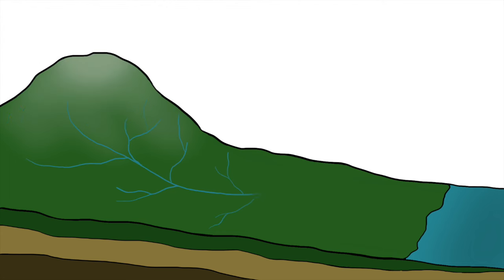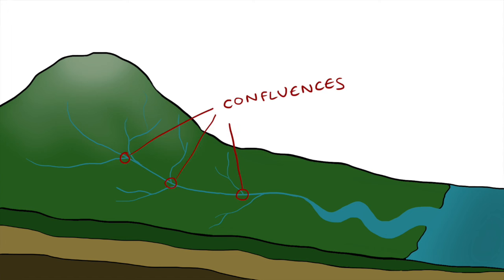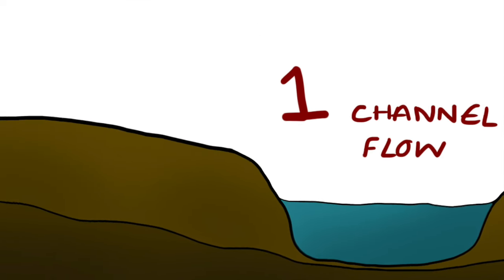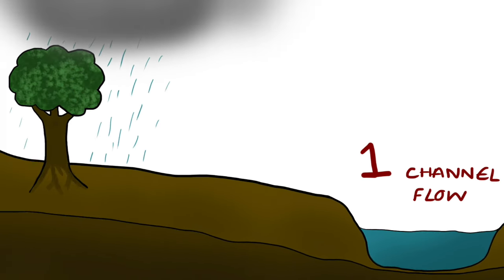The water will then flow downstream, beginning at the source and joined by smaller tributaries, creating a confluence, before finally flowing out to sea at the mouth. And this flow, the channel flow, is actually the first of 10 types of flow in the cycle.